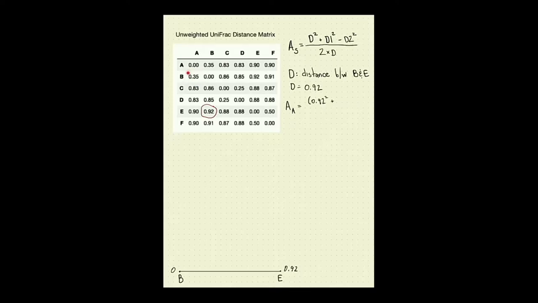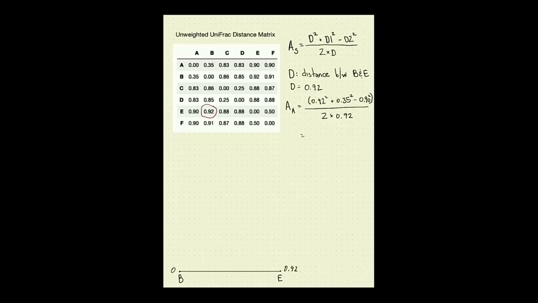And so we find that distance by looking it up in the distance matrix. So the distance between A and B is 0.35. So we then have 0.35 squared, and then we subtract D2 squared. And so D2 is the distance between our current sample, sample A, and the sample at 0.92 or D on our axis. And so that is going to be A and E. And so that'll be 0.90, so 0.90 squared. And then we divide that by 2 times D, which is 0.92.